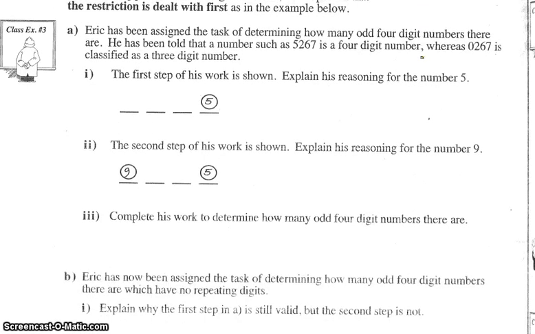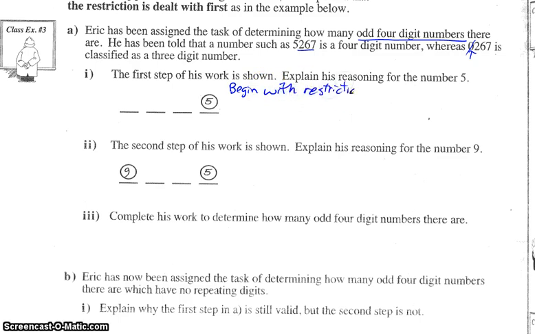Eric has been assigned the task of determining how many odd 4-digit numbers there are. He has been told that a number such as 5267 is a 4-digit number, whereas 0267 is classified as a 3-digit number. In other words, what they're saying is 0 cannot be used as the first digit. In other words, we need to make this a 4-digit number, any number but 0 in there. Okay, so first step of his work is shown. We want to begin with our restrictions. Okay, begin with restrictions when you're trying to figure this out.